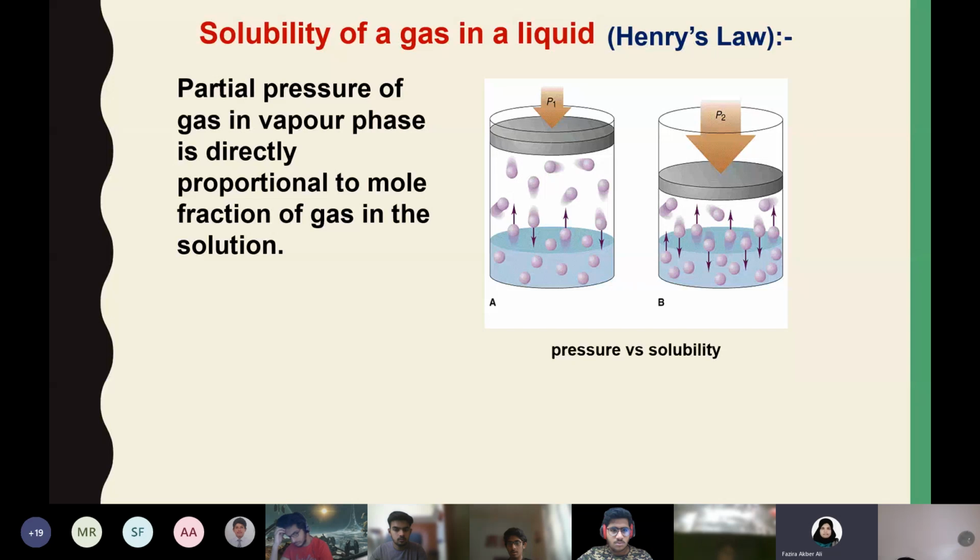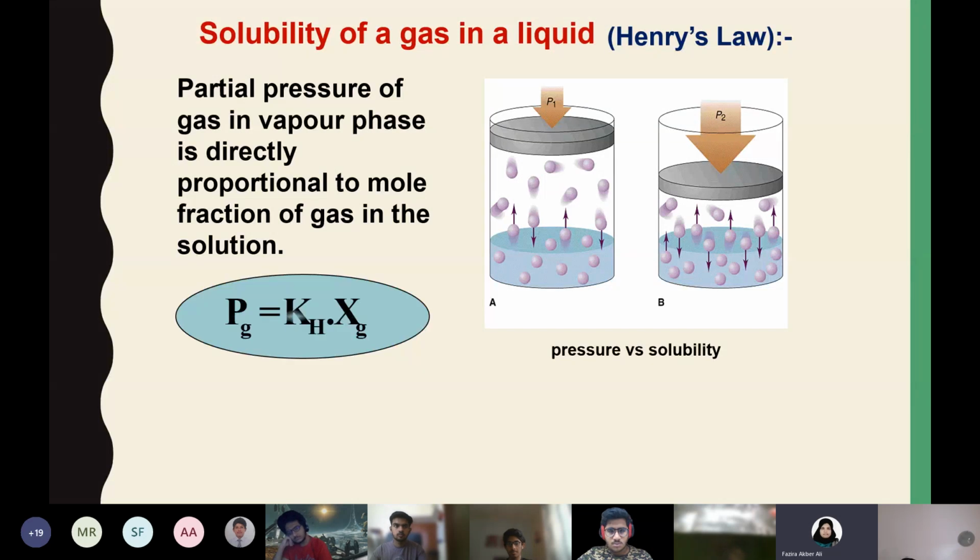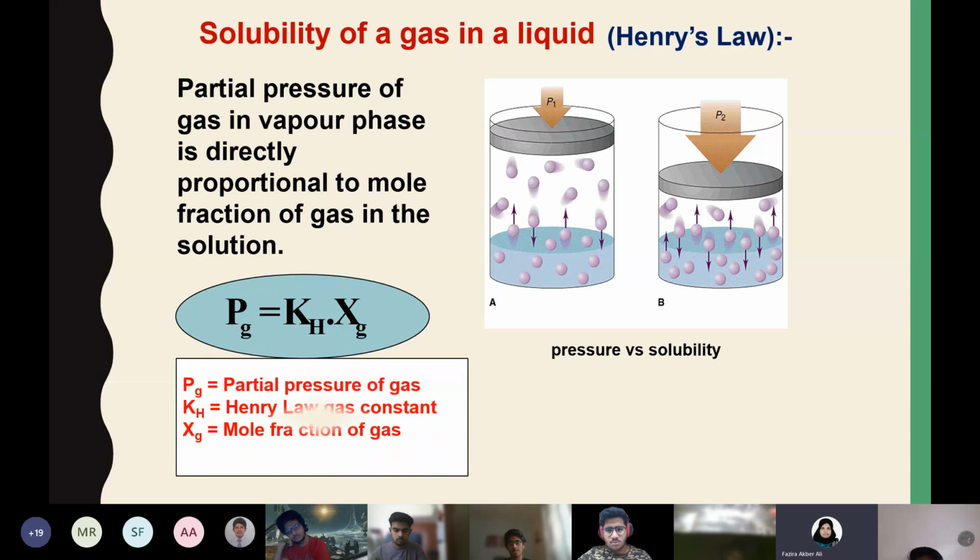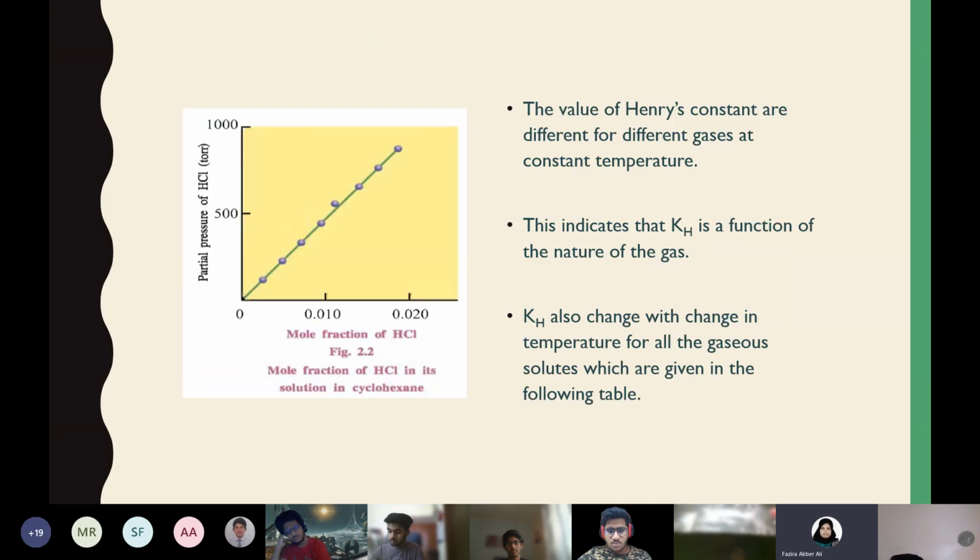Henry's law, as Harish was describing, connects the partial pressure with the mole fraction of a gas. As an equation, you can write the partial pressure of a gas is equal to Henry's law constant into the mole fraction of the gas. So this is the final equation you're getting.